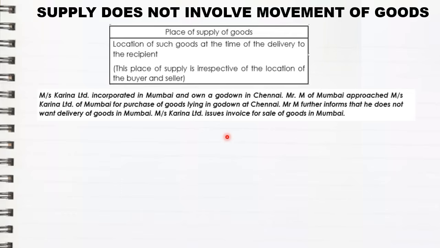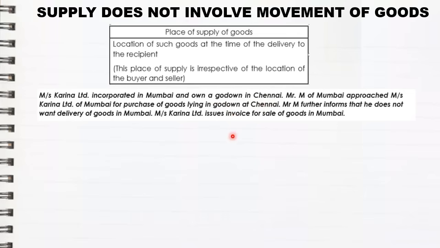So at that time, this particular example contains a rule, that is, there is no movement of goods. Whenever there is no movement of goods, from wherever the goods have been picked up, that place will become your place of supply.